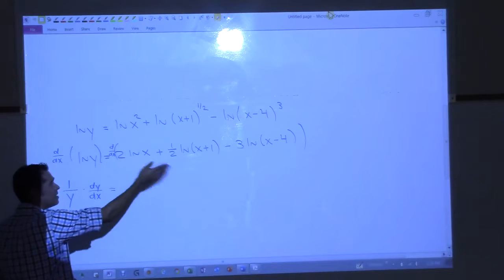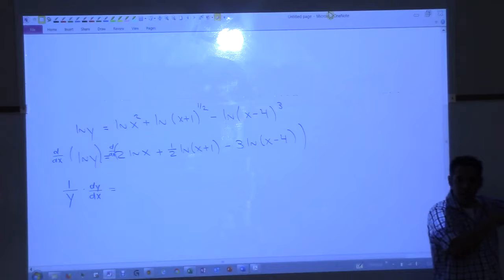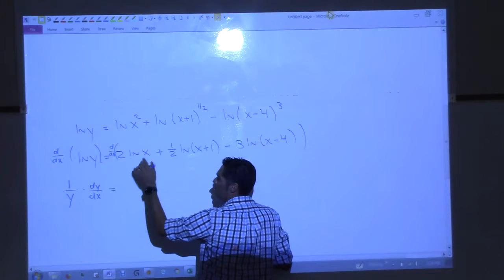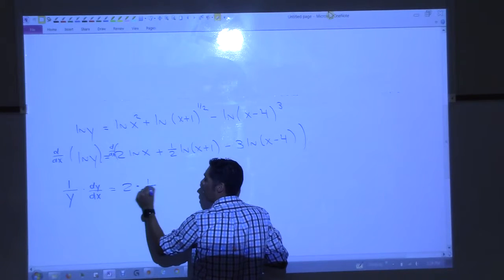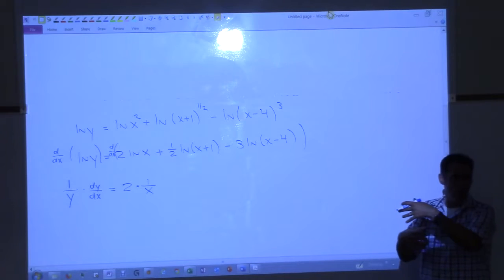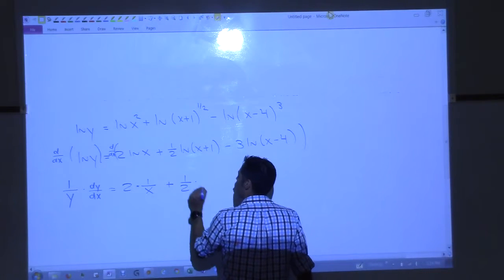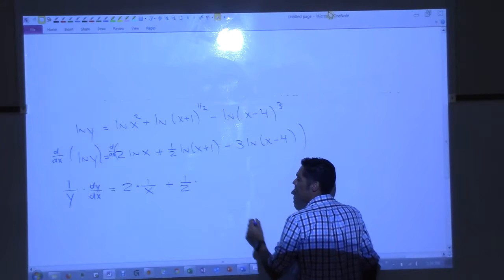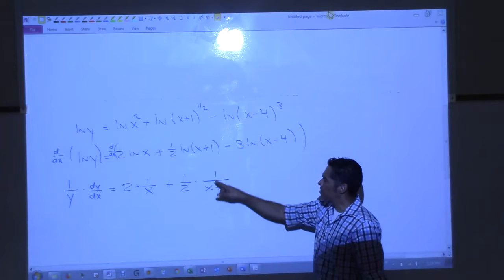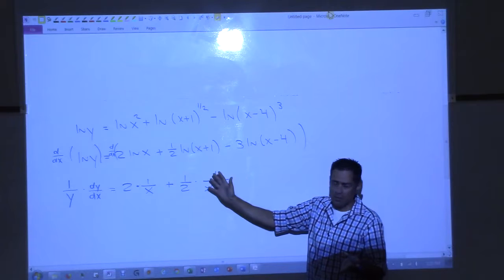Equals, now on the right side, these are all going to be your traditional derivatives because they all have x, right? There's no y's on the right-hand side. So the derivative of 2 natural log x is 2 times 1 over x, right? 2 comes for the ride, derivative of natural log of x is 1 over x. Then that could just become 2 over x. Plus, let's see, 1/2 comes for the ride. Derivative of natural log of x plus 1 is 1 over x plus 1, times the derivative of what's in here, which is 1, so there's nothing else.